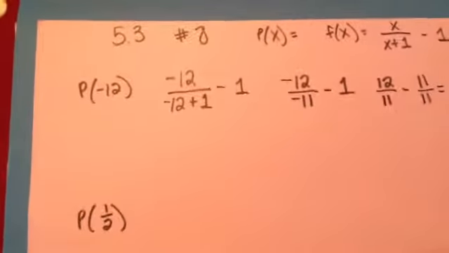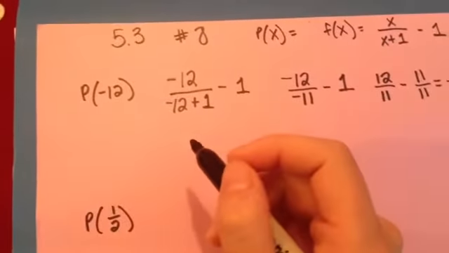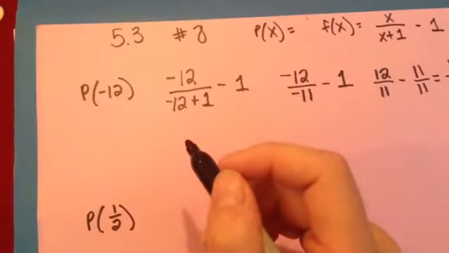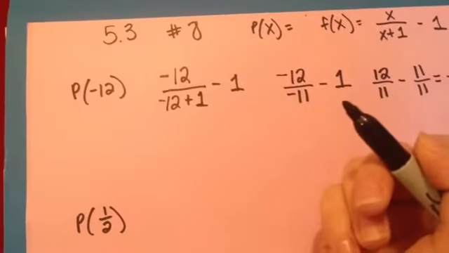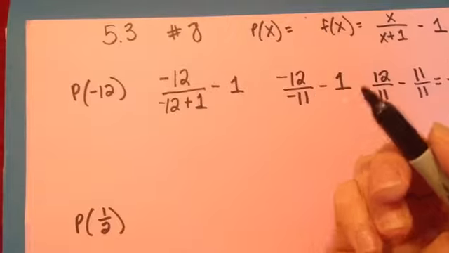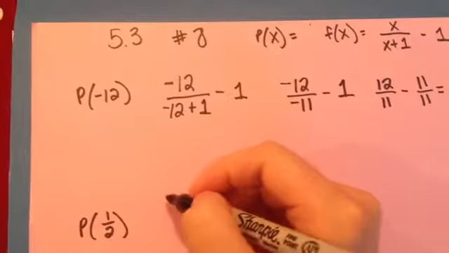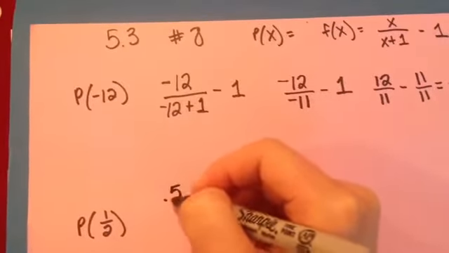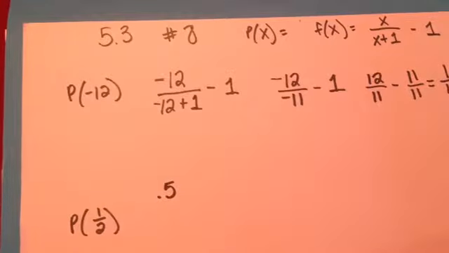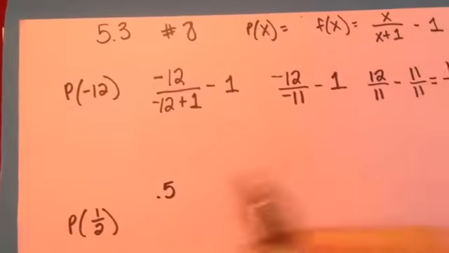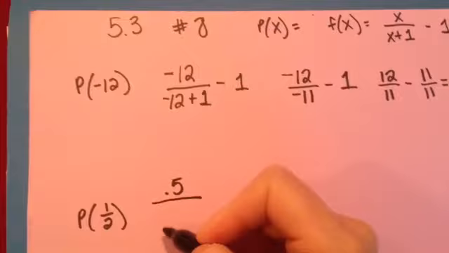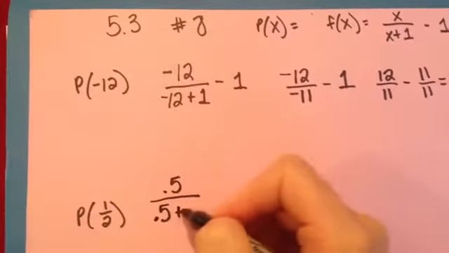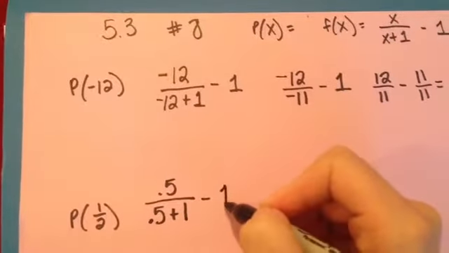Let's go to the 1/2. This is a little bit trickier. For me, the easiest way to think about this is to turn it into a decimal. You could keep it as a fraction, though. So let's do it as a decimal. I'm going to change it to 0.5 or 5/10 because I know that that is 1/2 as a decimal. So I have 0.5 over 0.5 plus 1, and then subtract 1.